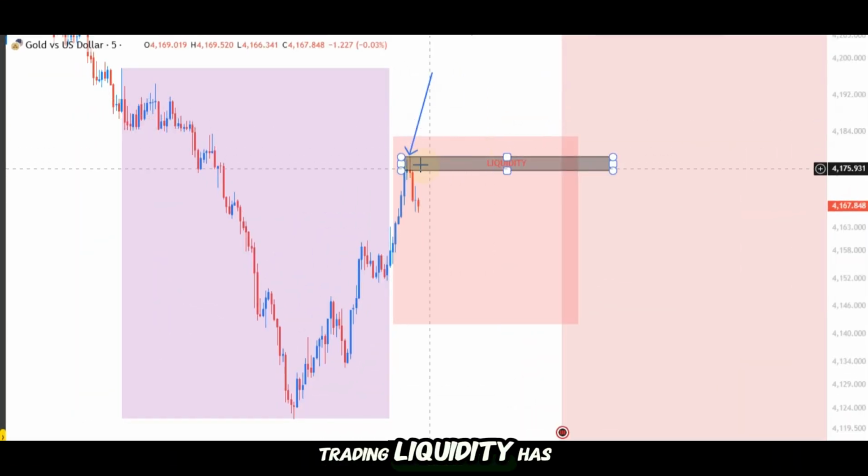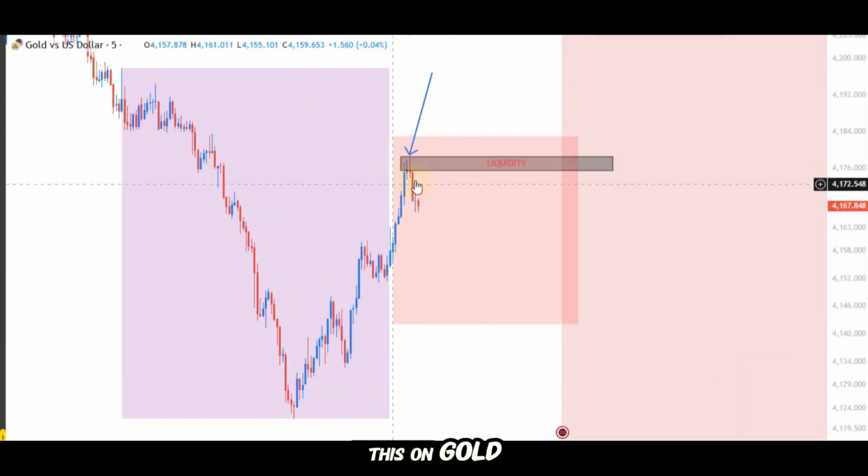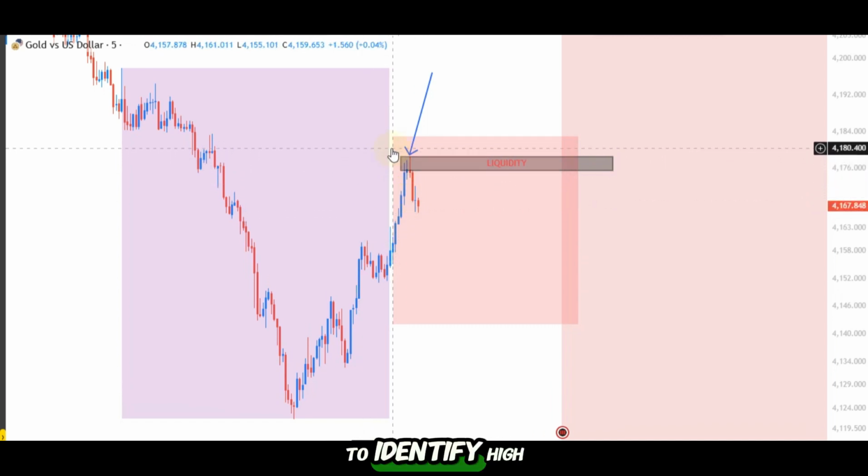Trading liquidity has been super easy for me after I realized this on gold. And give me 4 minutes of your time. I'll be showing you guys how to identify high quality liquidity setups which can add to your trading and it appears on daily basis.